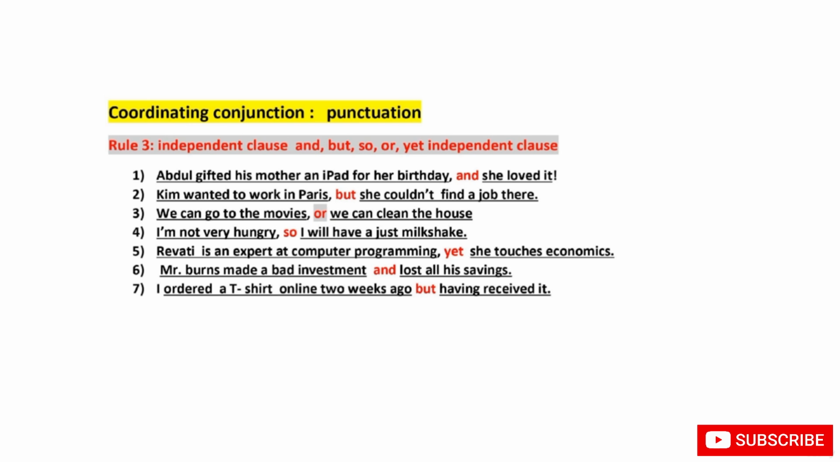Finally, in number 5, you see the conjunction yet. The meaning of this sentence is that Revati is very good at programming, but still she teaches economics. So the word yet is like saying but still. Here the first clause is Revati is an expert at computer programming, and the second clause is she teaches economics. So in all of these sentences, we put a comma after the first clause and before the conjunction.